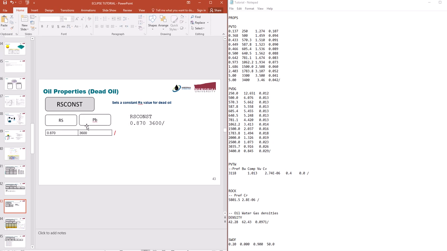Why do we need to give the bubble point pressure? Because as you know, if you plot RS against pressure, RS increases up to the bubble point pressure, and then it will be constant. So if you provide RS at the bubble point pressure, Eclipse knows that for any pressure above the bubble point, RS will be the same value. So you need to use RSCONST, and the first value will be RS, and the second value will be the bubble point pressure, and this keyword ends with a slash.